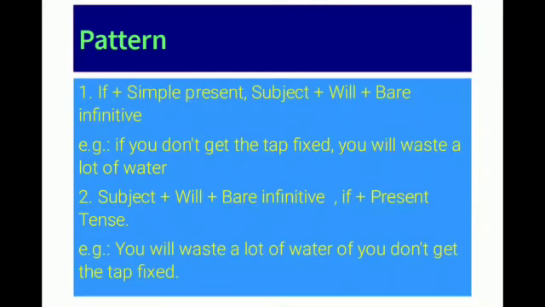Untuk rumus yang kedua sebenarnya sama, tapi posisinya yang dirubah. Subjek plus will plus bare infinitive, dan di klausa satu lagi diikuti dengan if plus present tense. Makna dari rumus yang pertama dan rumus yang kedua adalah sama, hanya posisi dan penggunaan punctuation-nya saja yang berbeda.